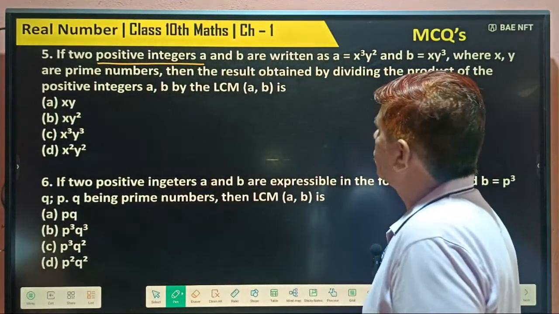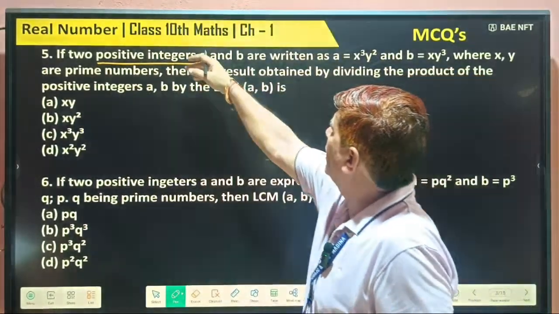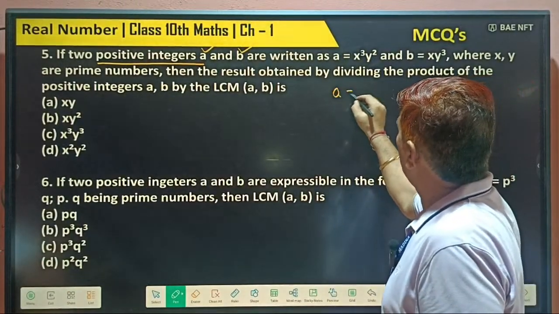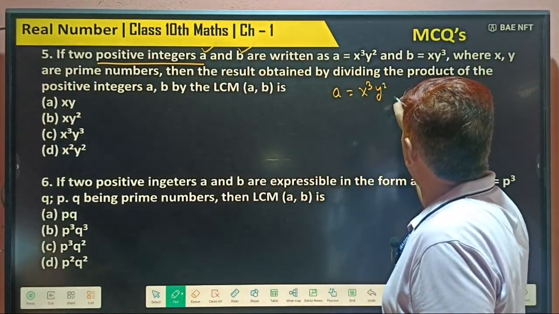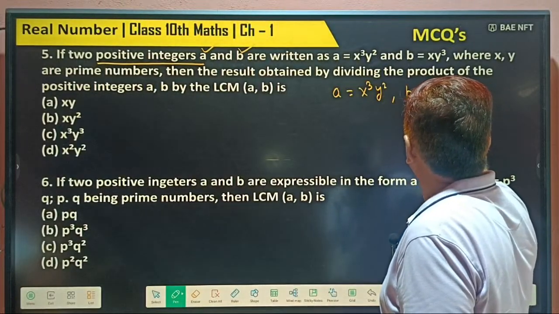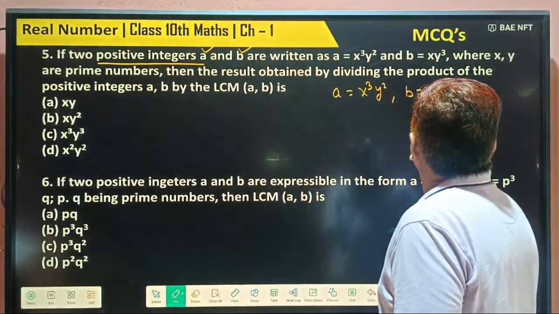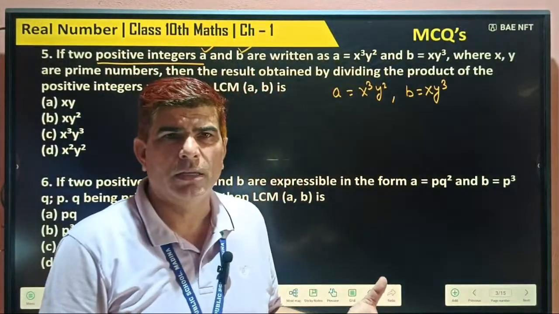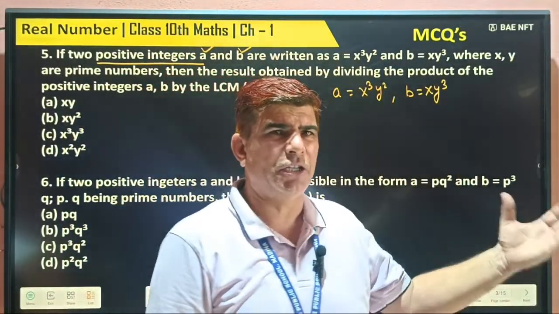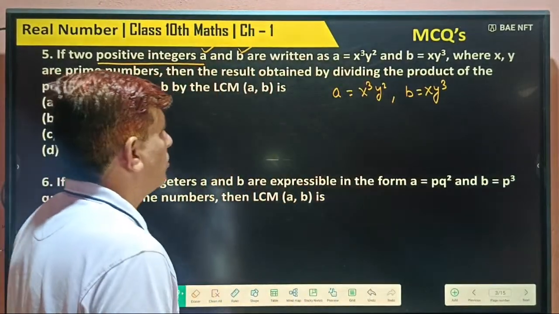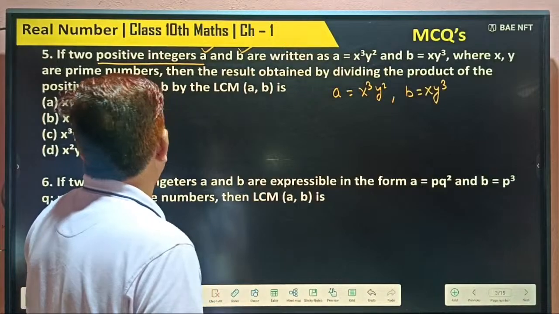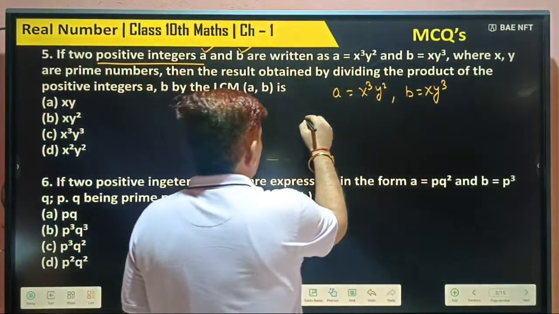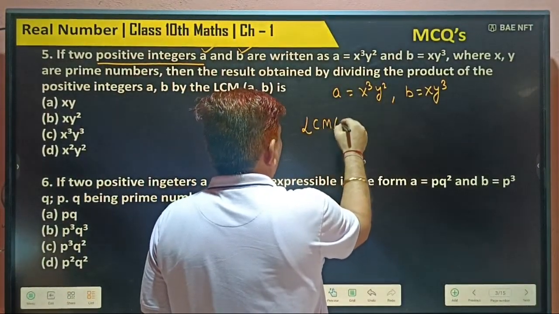Understood? So, if two positive integers A and B are written as A equal to x cube y square and B equal to x y cube, where x and y are prime numbers, it means these are their prime factorizations. Then find the result obtained by dividing the product of A and B by their LCM. So first we will find out their LCM.